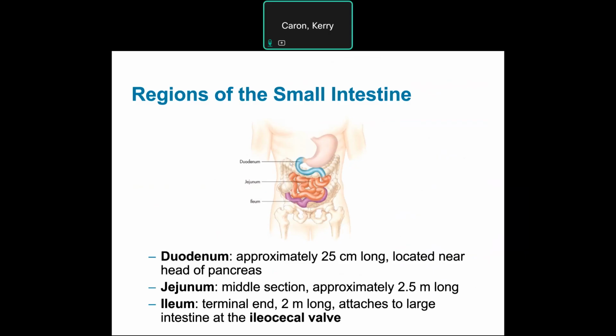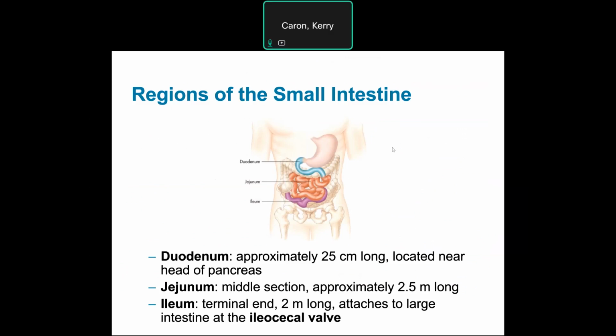Okay, regions. I mentioned DJI: duodenum, jejunum, and ileum. The ileum ends and connects to the large intestine by something called the ileocecal valve. And here are the lengths of everything.